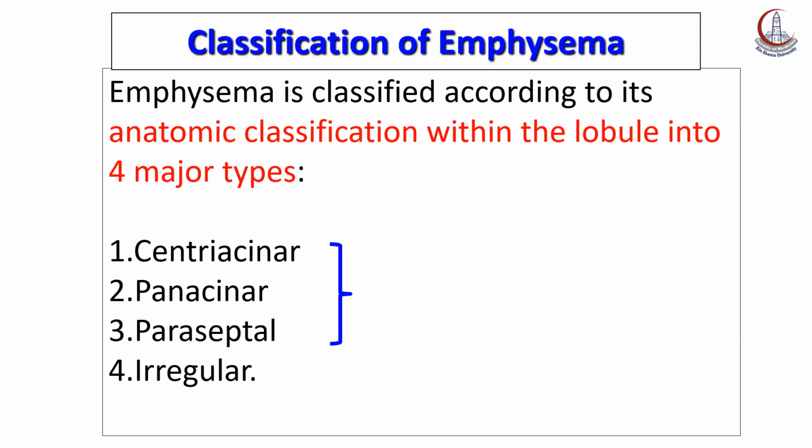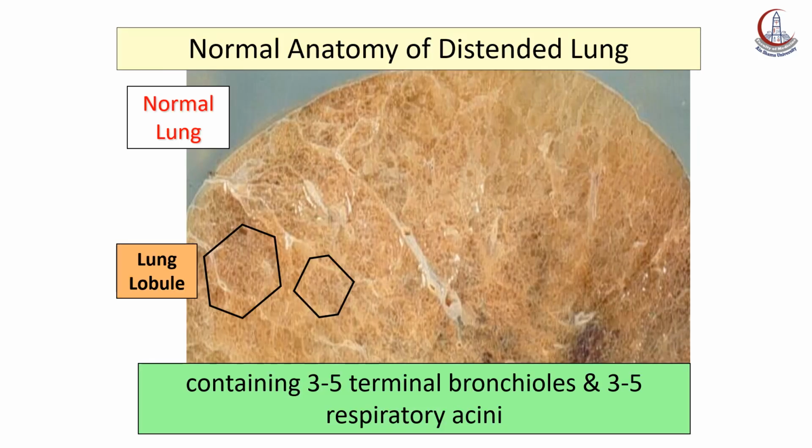Emphysema is classified according to its anatomical distribution within the lobule into four major types: centriacinar or centrilobular emphysema, panacinar or panlobular emphysema, paraseptal emphysema, and irregular emphysema. This is the normal anatomy of the lobule. The normal lung consists of lung lobules. This is a lung lobule, hexagonal in shape, containing 3 to 5 terminal bronchioles and 3 to 5 respiratory acini.